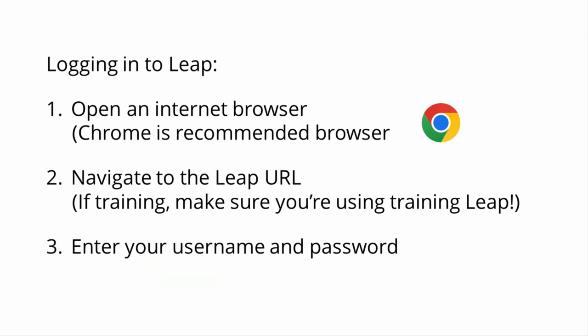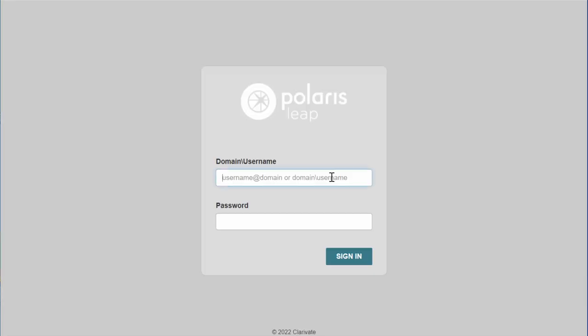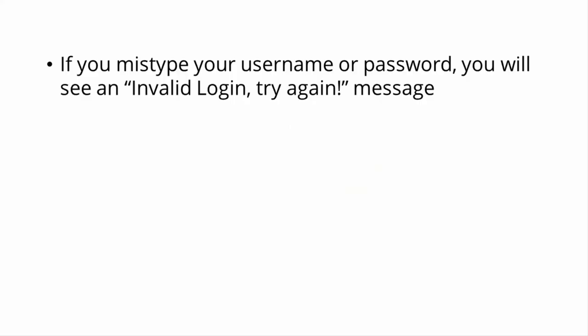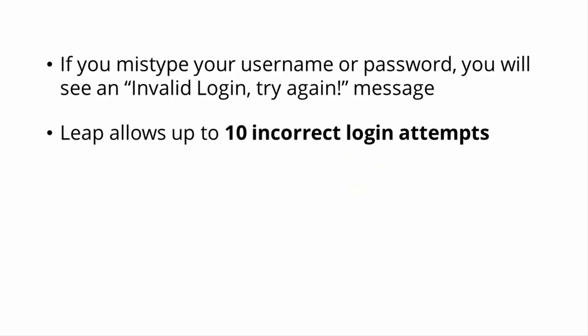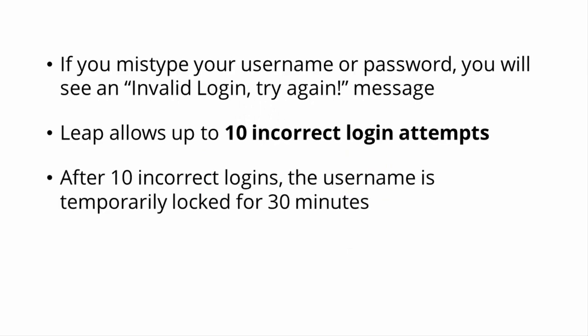Enter your username and password. Each username is unique and will begin with your library's three-letter code. Next, type in your password and click Sign In. If you mistype your username or password, you will see an invalid login message. Leap will allow up to 10 incorrect login attempts before temporarily locking the username for 30 minutes.